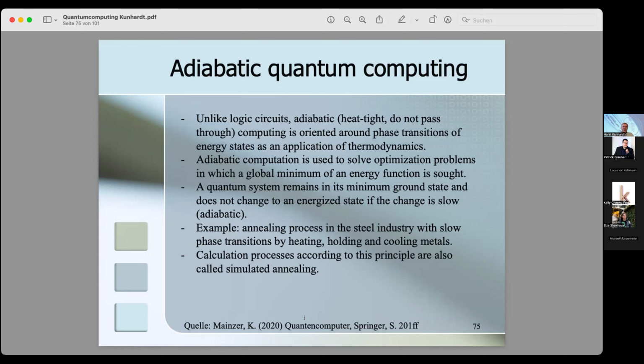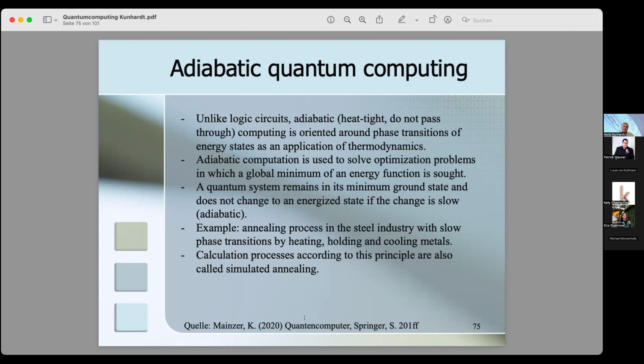But adiabatic calculations are coming more from thermodynamics. That means there is a heat distribution between surfaces, and this adiabatic computing is very well suited for solving optimization problems and finding a global and local minima.